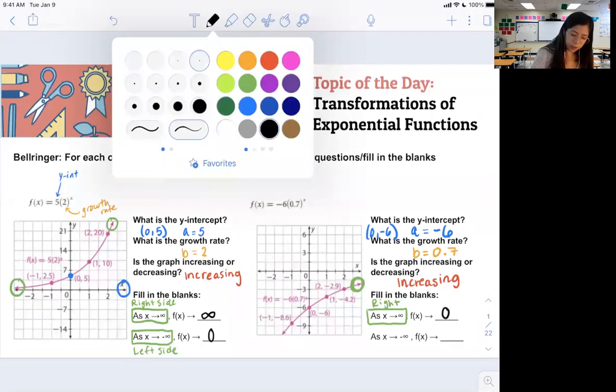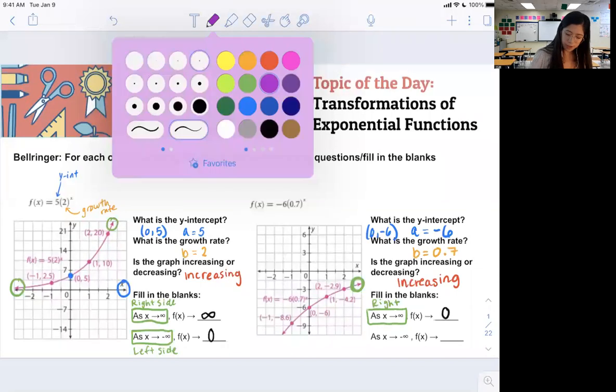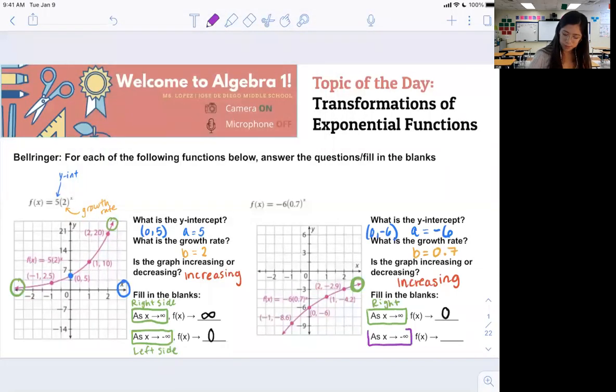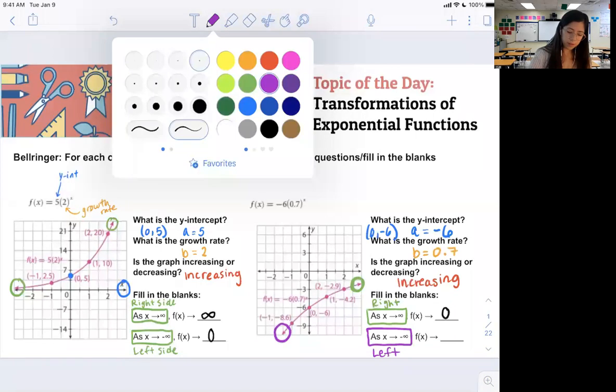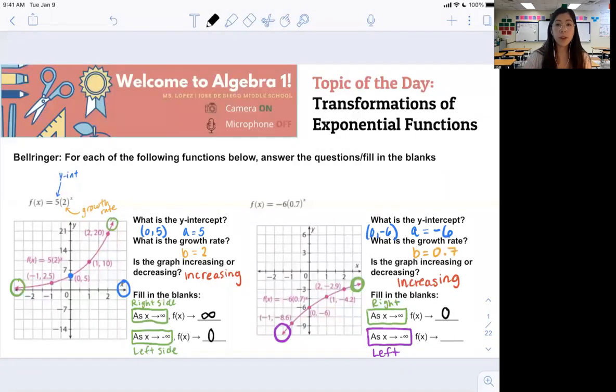As x approaches negative infinity, where am I looking here? To the left. Now I'm looking on the left side. So I'm looking over here. Where is my function going? Up, down, or to 0? Down. So when it goes down, what do I write in my fill in the blank? Negative infinity.